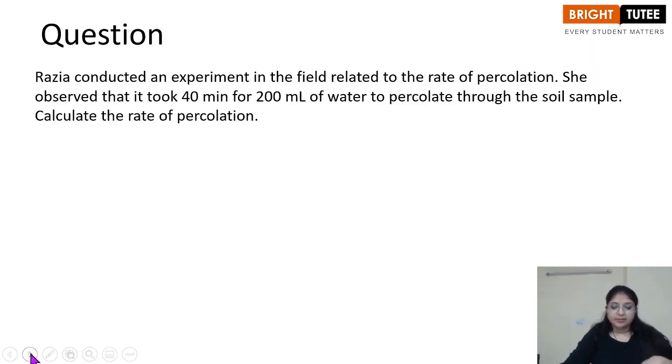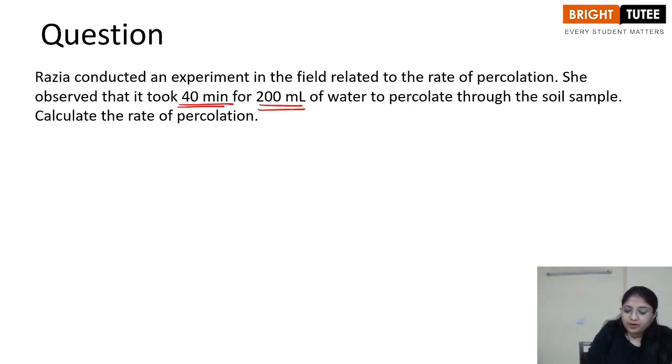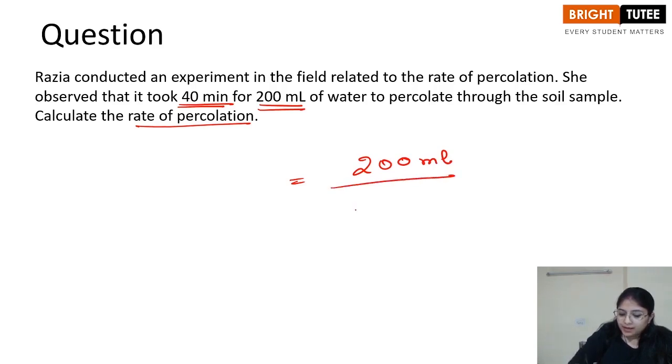Razia conducted an experiment in the field related to the rate of percolation. She observed that it took 40 minutes for 200 ml of water to percolate through the soil sample. Calculate the rate of percolation. So, we are going to use the formula: 200 ml of water percolated, and it took 40 minutes for it to percolate. So, the percolation took place at the rate of 5 ml per minute, right?